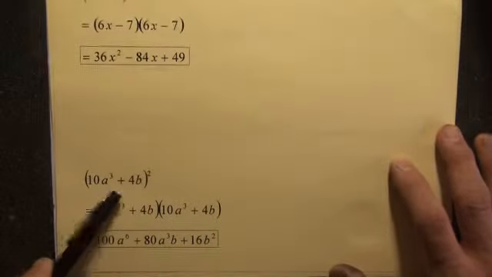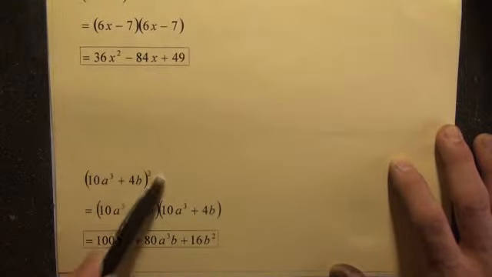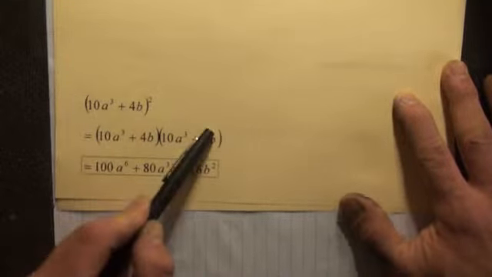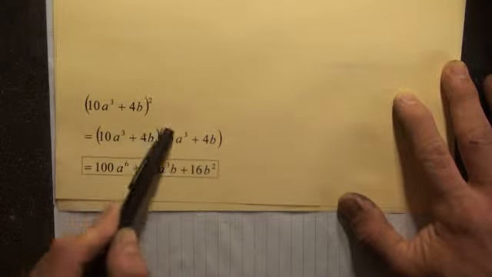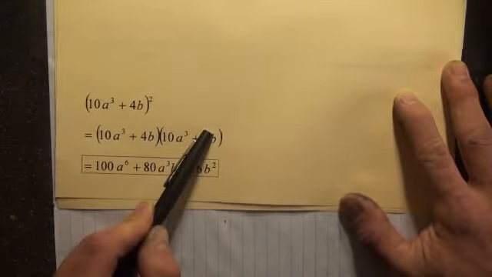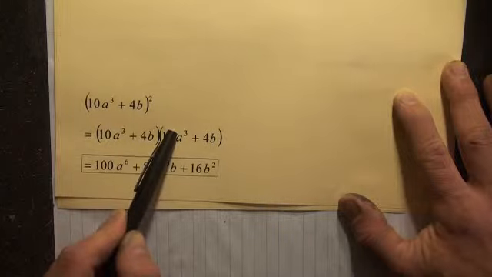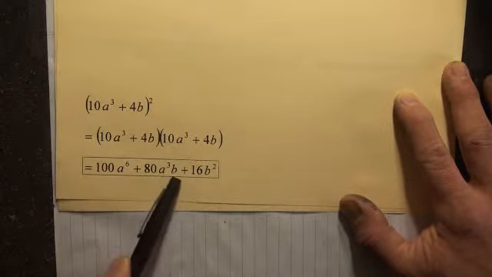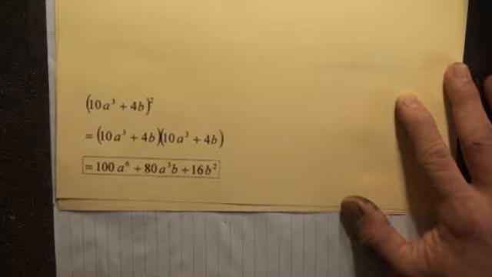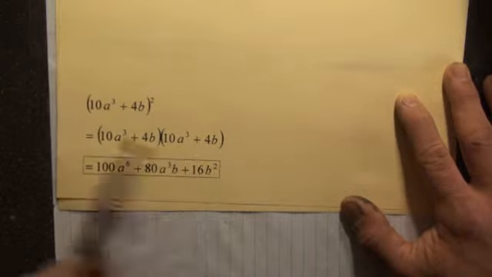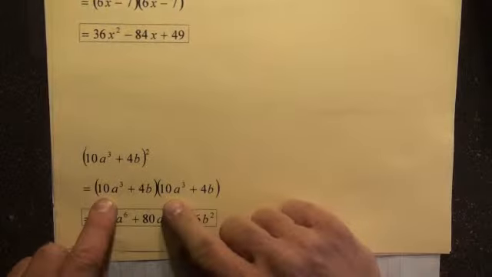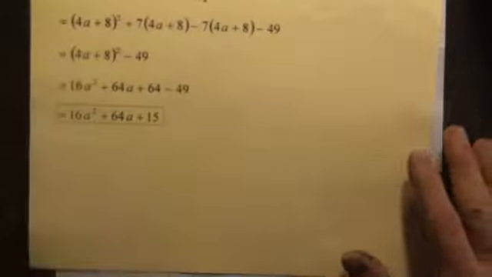Next one, 10a cubed plus 4b quantity squared. Same way, separate. You have two binomials. The first term is 100a to the 6th. Then you have 40, another 40. So you have 40a cubed b, 40a cubed b. That's a total of 80 a cubed b's. All right? Then you'll have 16b squared and 100a to the 6th. What do you do when you multiply? Add the exponents.